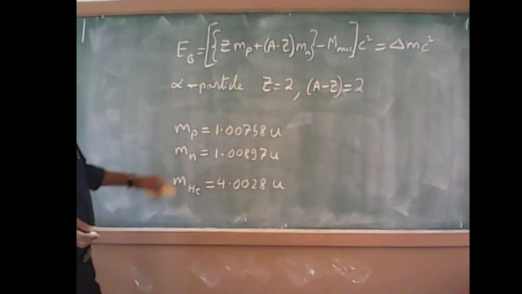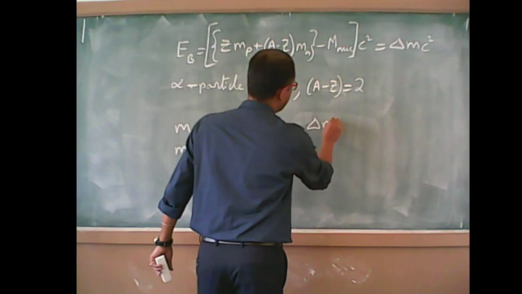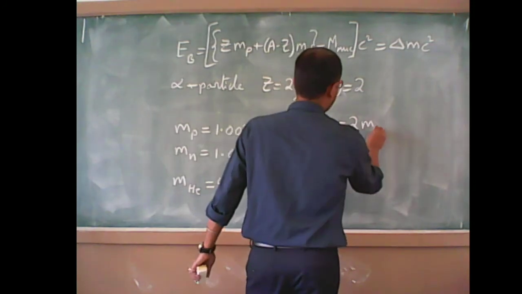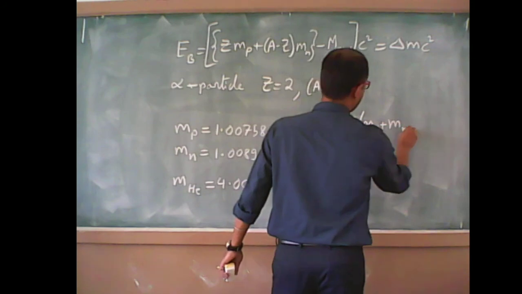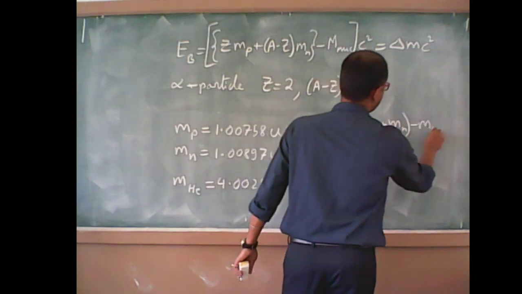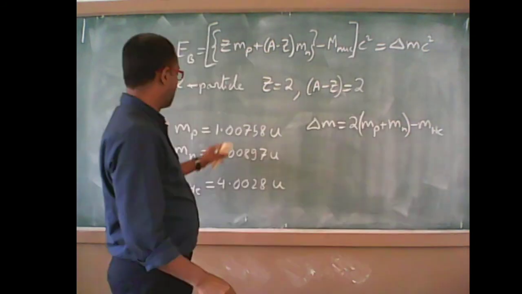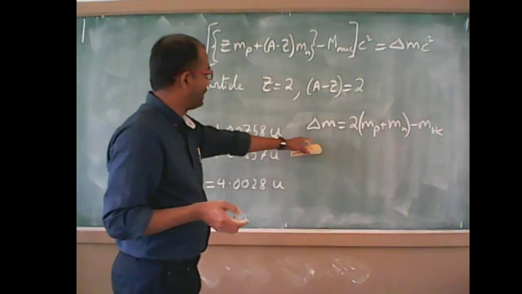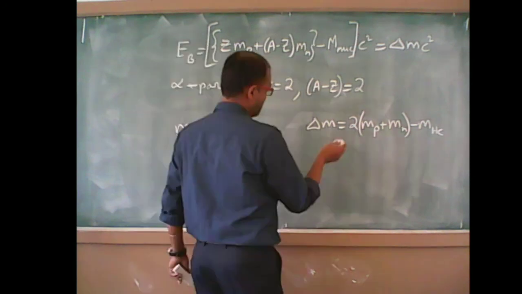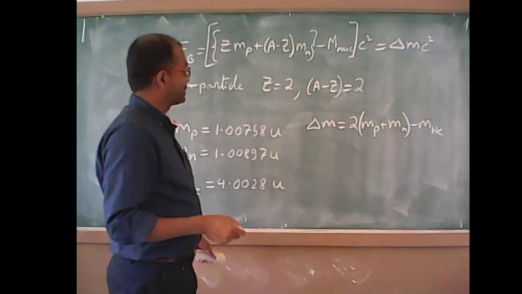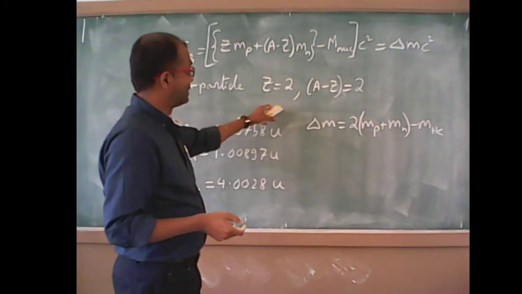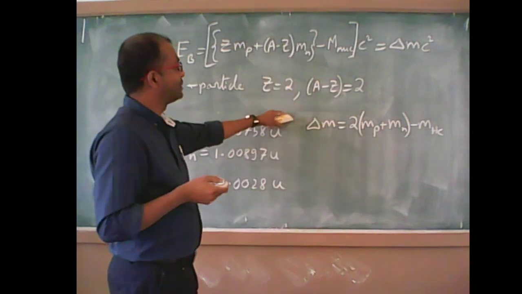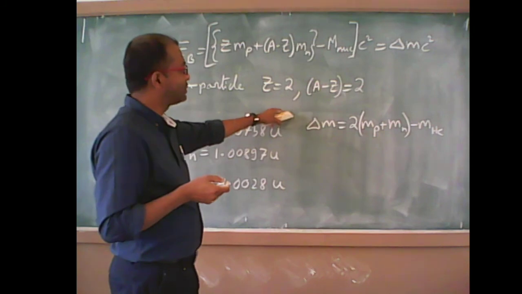So del m for the alpha particle will be del m is equal to 2 times the mass of a proton plus 2 times the mass of a neutron minus the mass of the alpha particle. We can do this calculation, just put down the values. So you will get del m in units of atomic mass units, right? We can't directly write del m into c square, because that will give us energy in units of joules. There del m needs to be in kilograms.